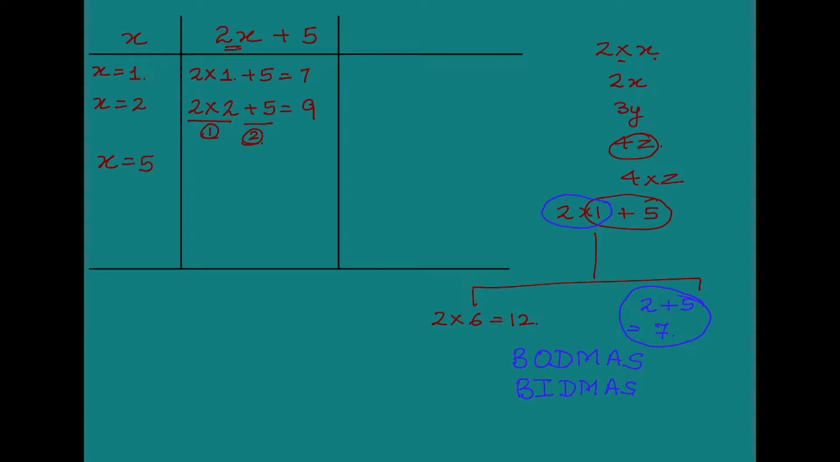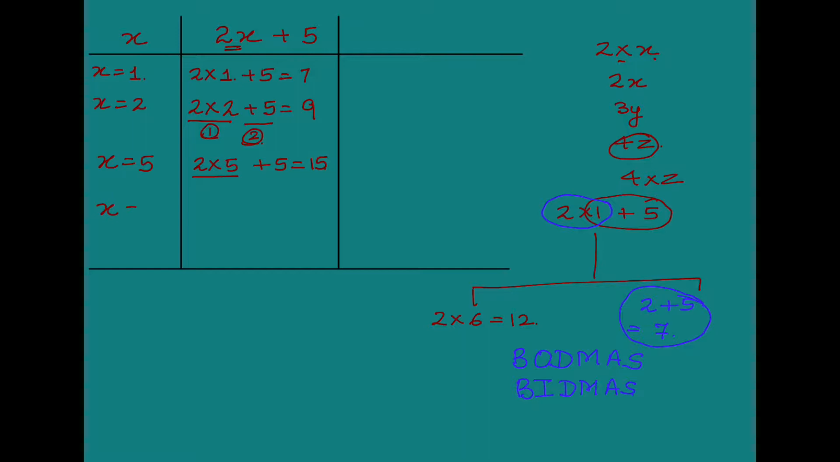The more we practice, the better we become at it. Did you get the answer? So, I have 2 times 5 plus 5 gives me the answer. 5 times 2 is 10, 10 plus 5 is 15. Okay. Let's go a step ahead now.